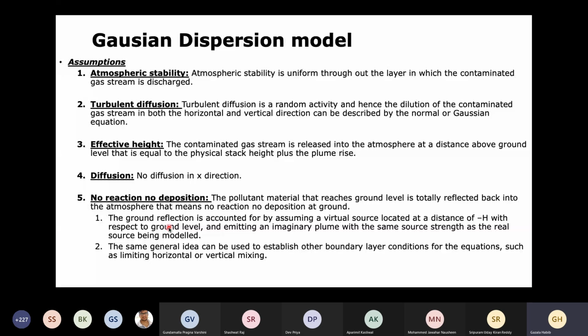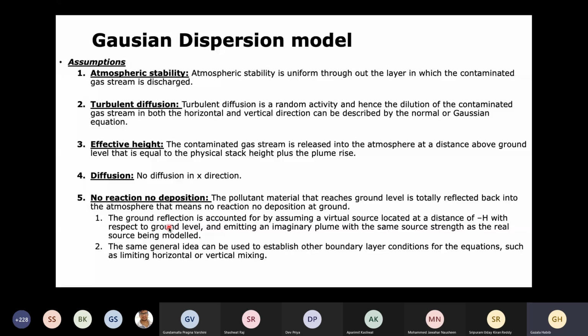Turbulent diffusion. Turbulent diffusion is the random activity of diffusion, you know, right? Diffusion is something which you learn even in first year of your BTech, and even in chemistry in 12th class. So diffusion is random activity, and hence the dilution of contaminated gas stream in both horizontal and vertical direction can be described by a normal Gaussian equation. So what does it mean? We know that the atmosphere is highly turbulent when the wind speed is high, right? There is turbulence in the atmosphere.